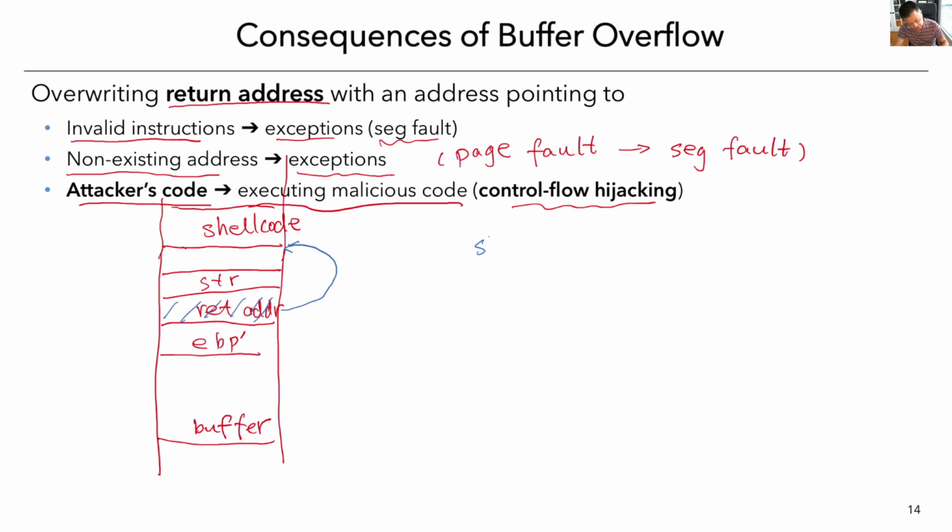So the shellcode is just a fancy name for the malicious code or the attack code. The shellcode was named this because normally the malicious code will pop a shell.